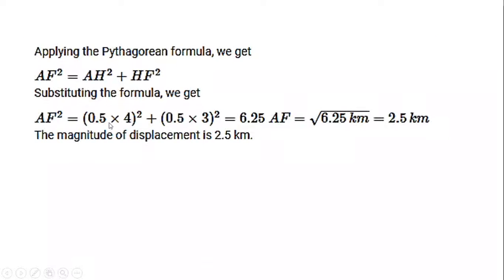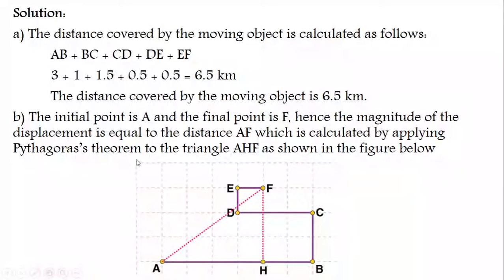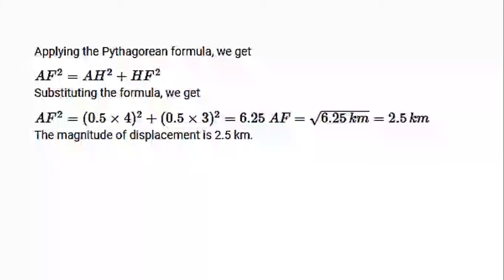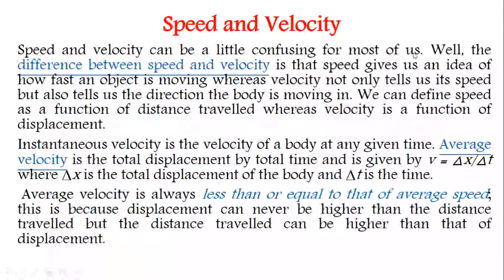Applying it: (0.5 times 4) squared plus (0.5 times 3) squared, total 6.25, so AF is the square root of 6.25 kilometers. Taking the square root, 2.5 kilometers. The displacement of this moving object is 2.5 kilometers, while the distance is 6.5 kilometers. As I said, the distance is always more than the displacement. Next, speed and velocity.